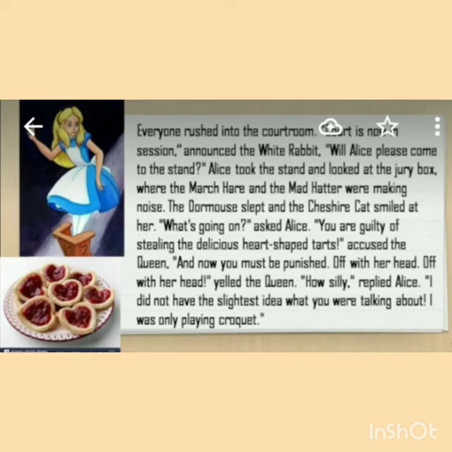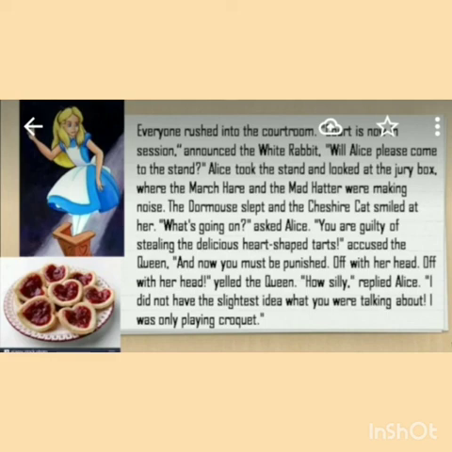They are guilty of stealing the delicious heart-shaped tarts, accused the queen. So what's going on? Alice is asking. And for that, the queen is accusing that you have stolen these heart-shaped sweets. Okay, in the picture you might have seen, you can see this one. So you have stolen this delicious sweet, the queen is saying. So take her head, you must be punished. Definitely you will have punishment, your head must be taken, the queen is shouting.